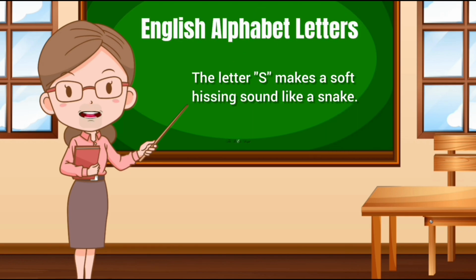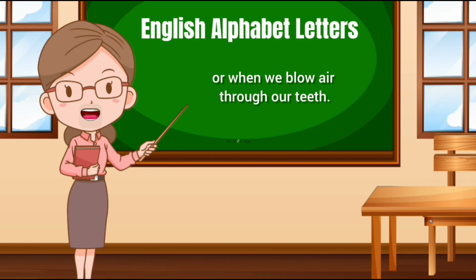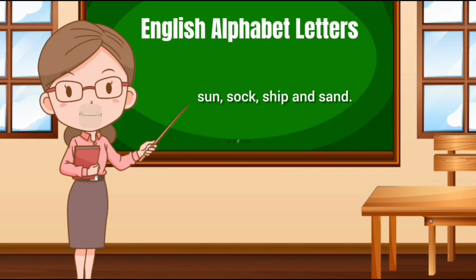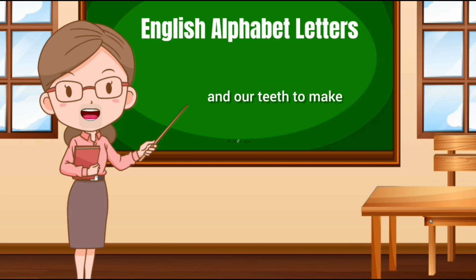The letter S makes a soft, hissing sound like a snake. It sounds like sss, just like when a snake slithers or when we blow air through our teeth. The sound of S, we can hear it in words like sun, sock, ship, and sand. When we say S, we push air between our tongue and our teeth to make that gentle, whispery sound. It's a smooth, swishy sound that helps us to make lots of fun words.